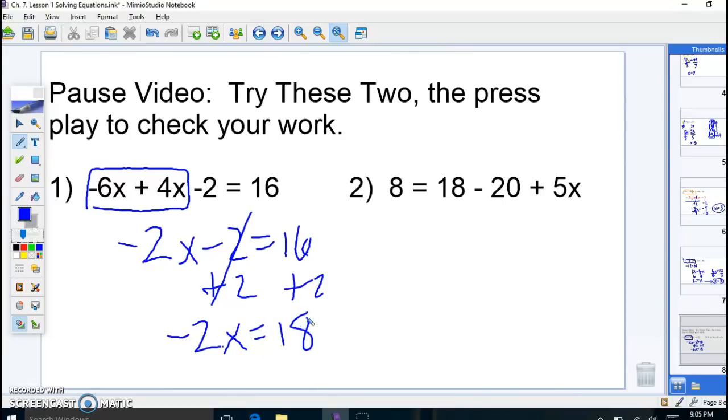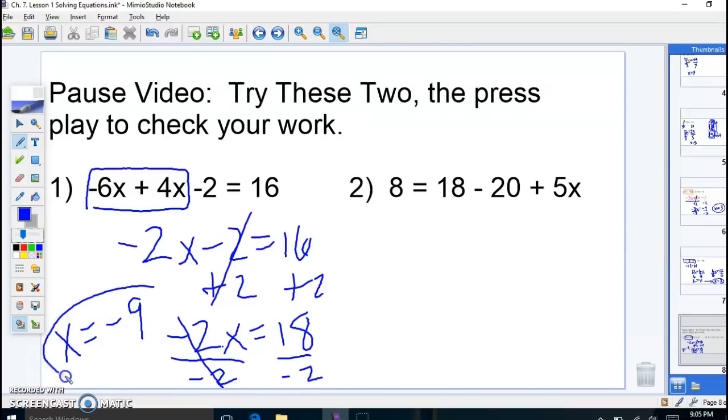The last thing I need to do is divide both sides by negative 2, and a positive divided by a negative is a negative. That cancels. X equals negative 9. The second problem, I have to start off by simplifying 18 minus 20.